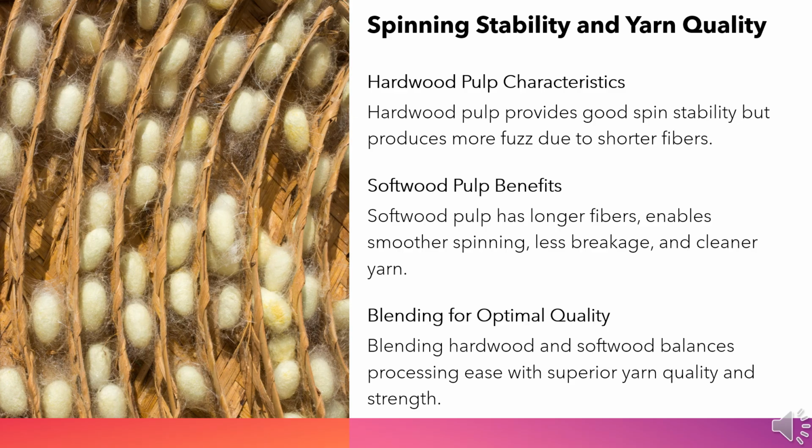Softwood also enhances yarn uniformity and contributes to higher tensile strength. This makes softwood particularly valuable for applications demanding high-strength viscose fibers. By blending hardwood and softwood appropriately, viscose producers achieve a balance between processability and yarn performance, ensuring operational efficiency and superior fiber quality.